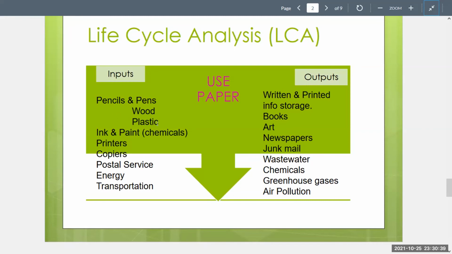Well, the inputs: in order to use paper, you need pencils, pens, wood and plastic, printers and copiers and postal services. I know that Karen has really made it her life's work to be as sustainable as she can, and she doesn't use paper anymore. Everything she does is on the computer. And then what are the outputs from paper? Newspapers, art, wastewater, chemicals, etc.